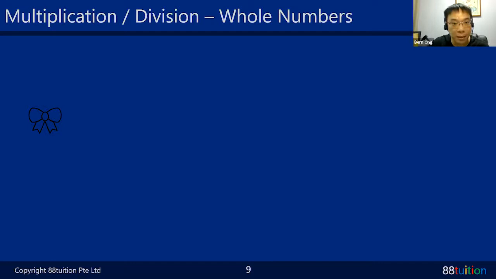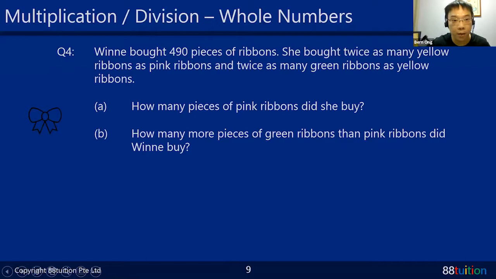So now let's go through. One of you has something wrong. I think your answer is 280. 280 is incorrect. Let's take a look at this. Branson, you got it correct. Anish, you got it correct. So let's take a look at question four.